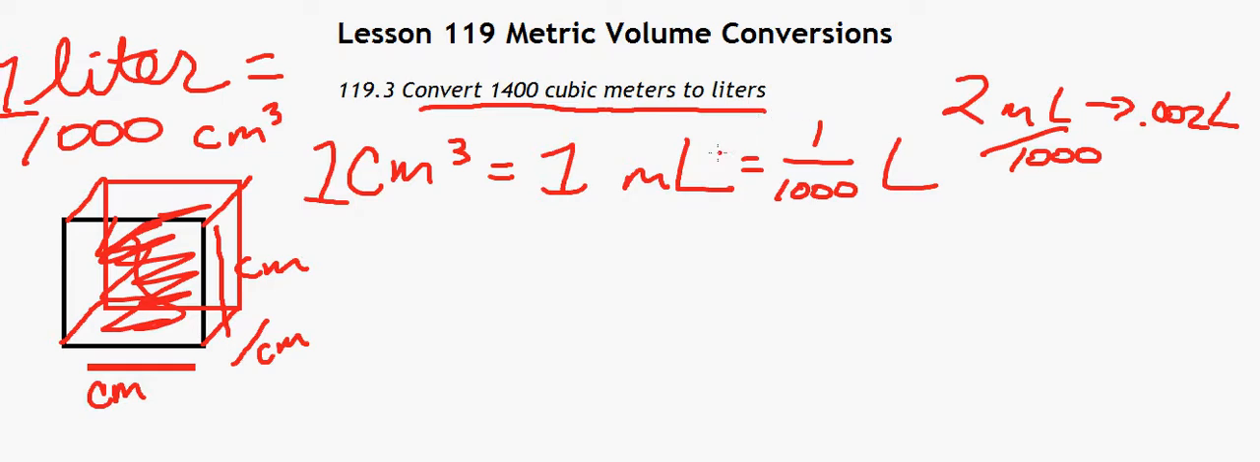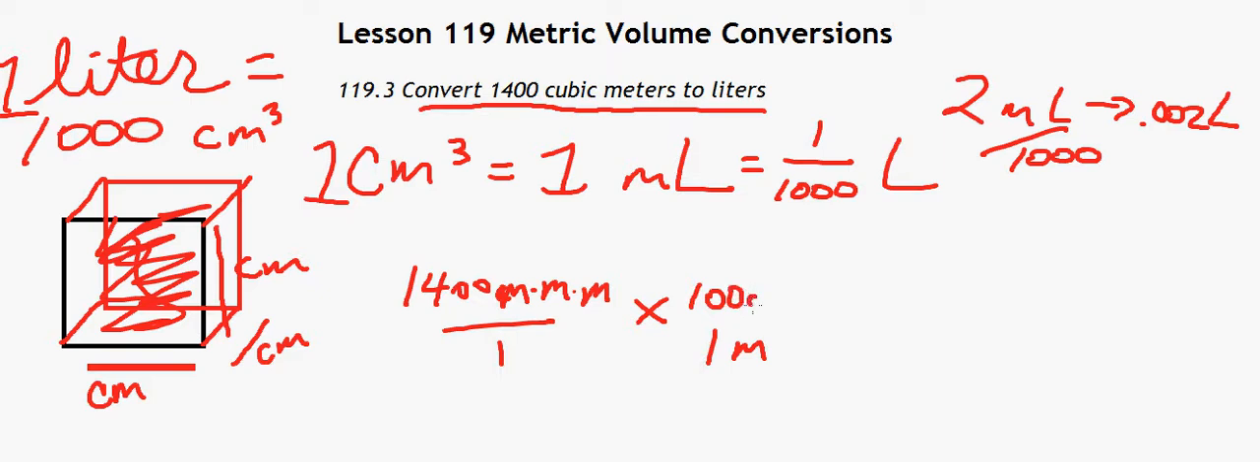We've got 1,400 cubic meters. So let's just show our meters times meters times meters. And that's all going to get multiplied by what we're going to do. Let's go from meters to cubic centimeters first. How many centimeters in a meter? Meters are going to go down here. 100 centimeters in a meter. Do this 3 times.